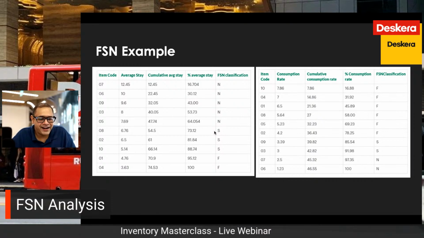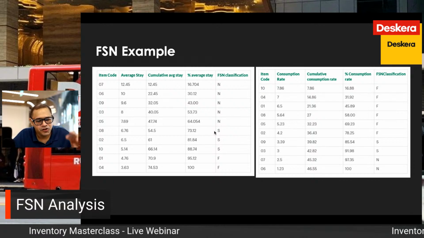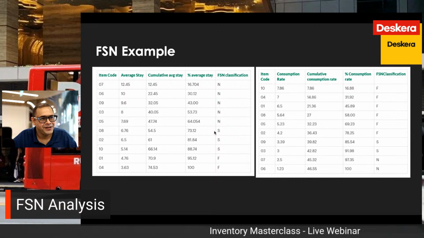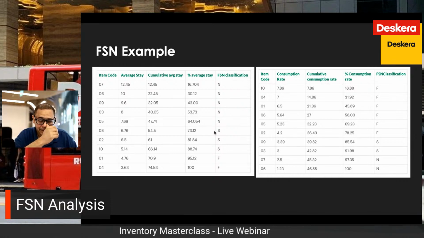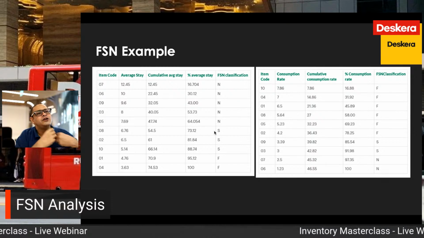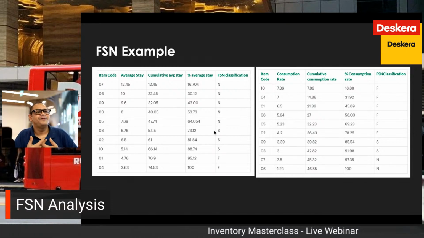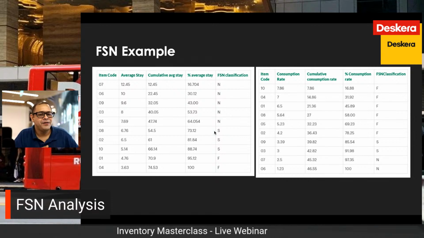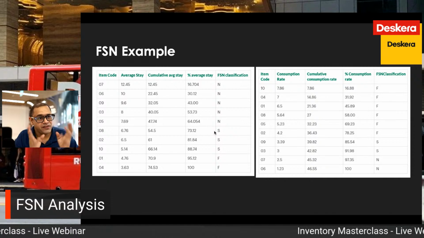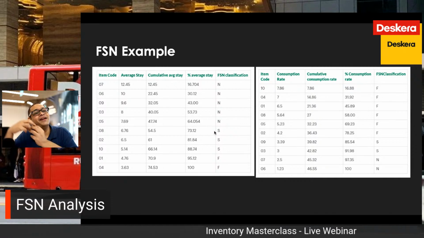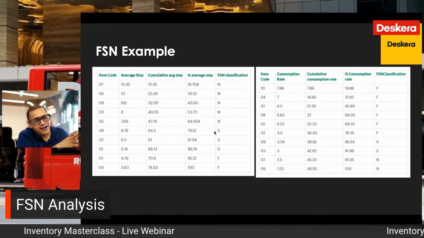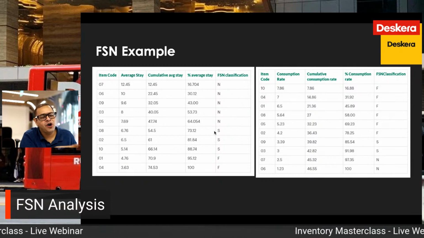So there will be some items that are probably classified as slow or not moving based on the average stay, but they are classified as fast based on consumption rate. Why would that be? Because you may have items that don't get sold very often, heavy equipment, machinery, but your consumption value for those items would be extremely high. So it kind of offsets the time that it spends in your warehouse or your inventory.